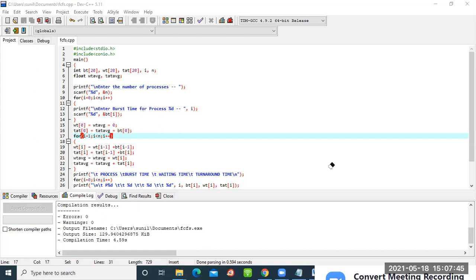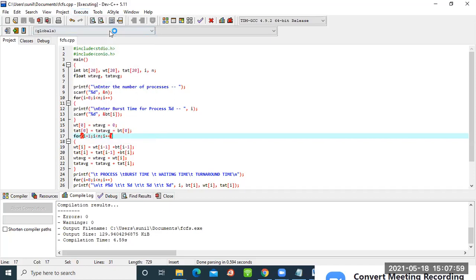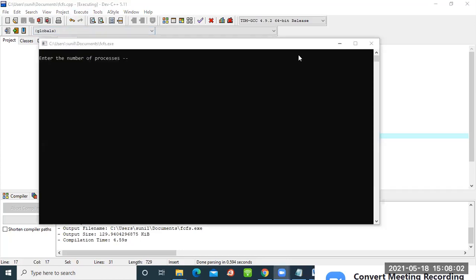For executing, again you can press Execute and Run; either compile or run here. Now once you run, as you can see, we have given a print statement, and it is asking me to enter the number of process. What is the number of process? Suppose I enter 5 here. Suppose the number of process is 5.